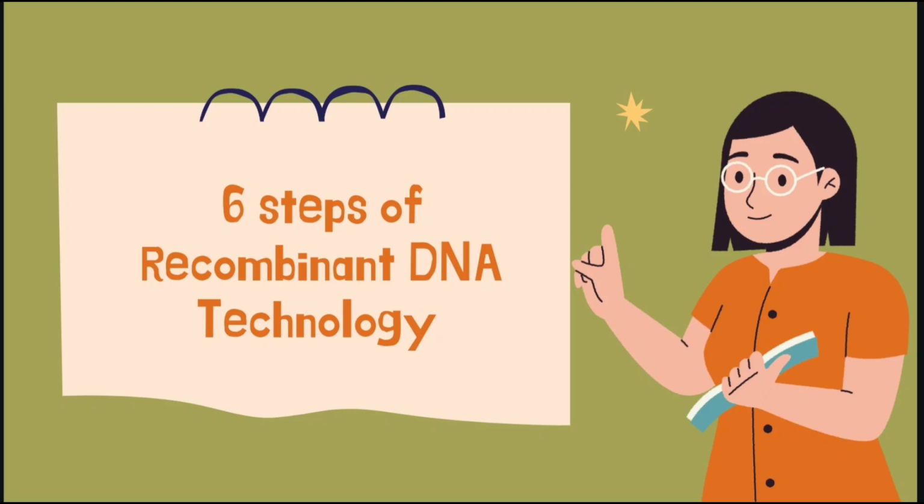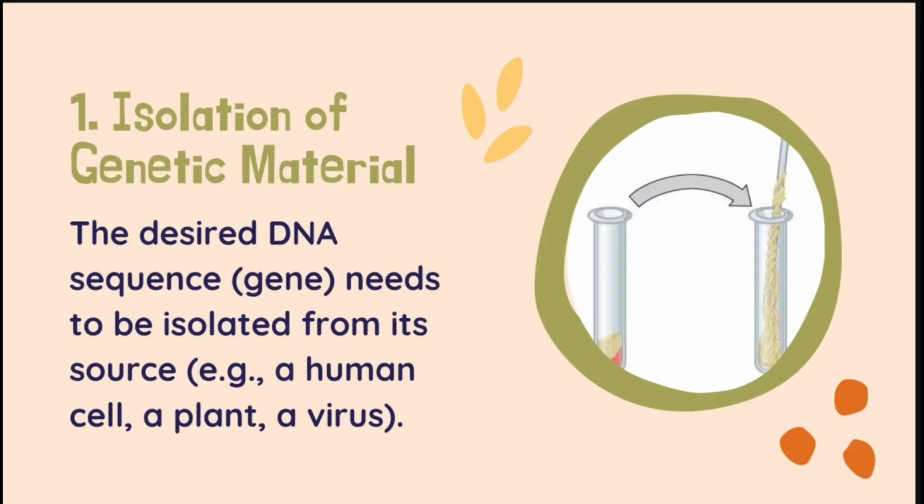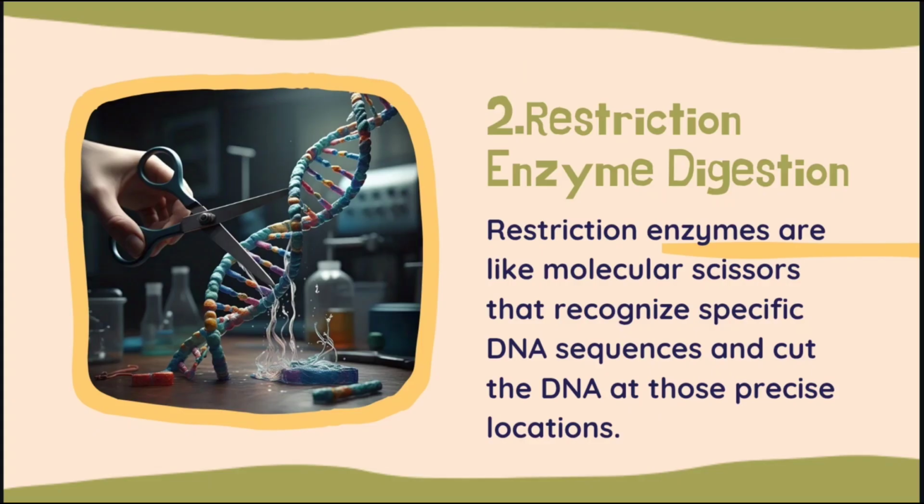So now let's go to the 6 steps. The first step in the recombinant DNA technology is the isolation of genetic material. In this step, the desired DNA sequence or the desired gene needs to be isolated from its source. So, example of the source is the human cell. This step is important because it ensures that DNA is free from other components like protein that could interfere with the subsequent steps.